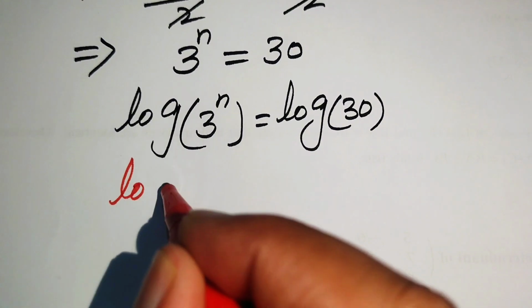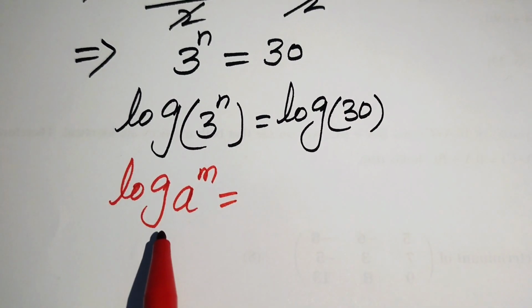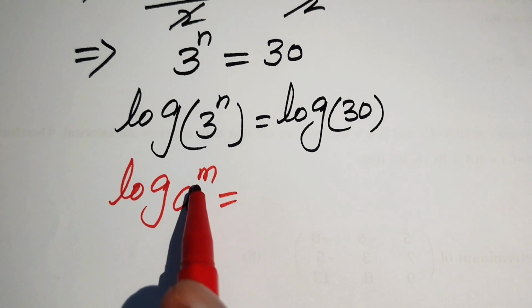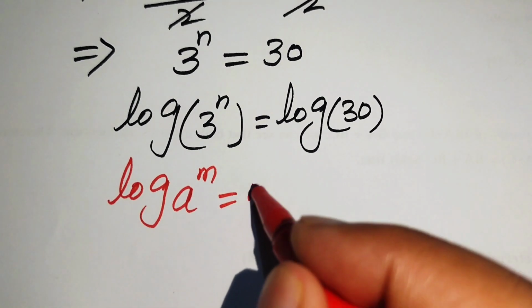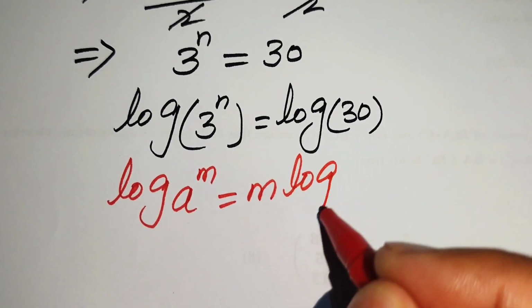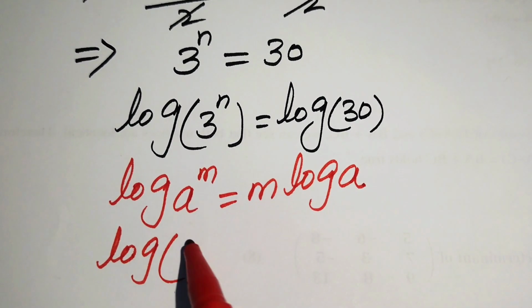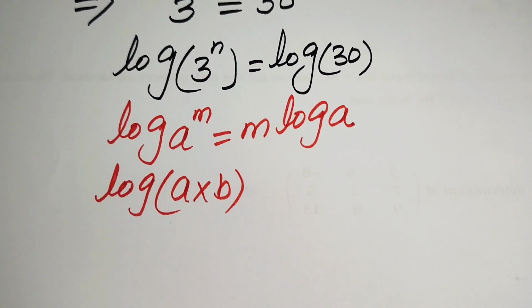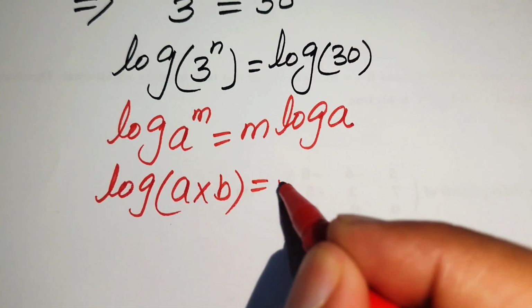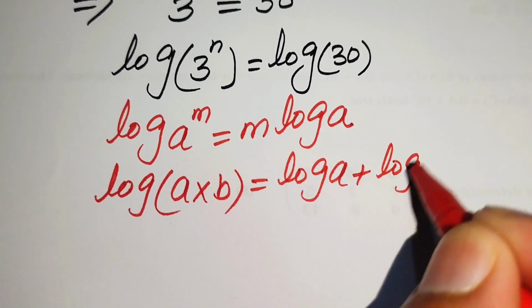In the first property, if we have log of a to the power of m, this property tells us that the exponent m moves to the front of the log, and it is written as m times log a. The other logarithmic property is that if you have the product of two numbers inside the log, it is written as log a plus log b.